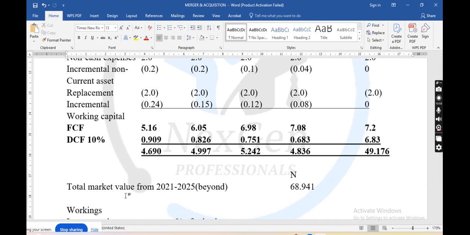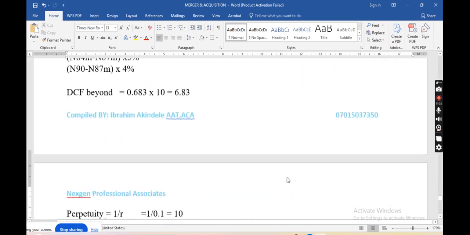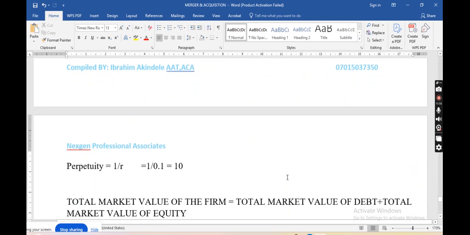Right. So please always pay attention to this. There are some areas where they will just give you a small question. It is kind of technical. If you don't read it to understand, you will miss it. Now, this total market value is for the firm, class. And please always make sure you understand this thing.